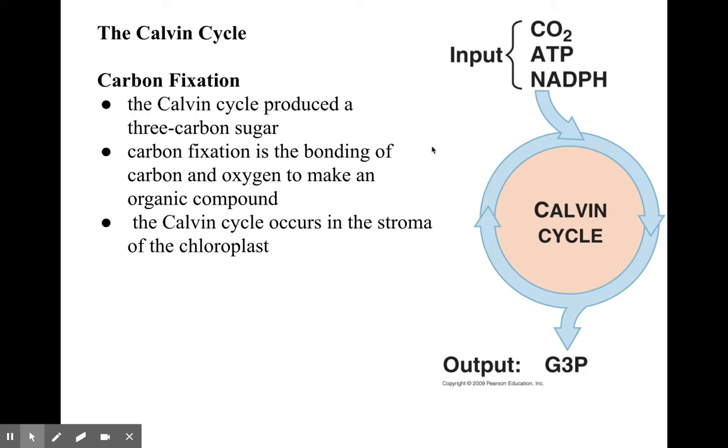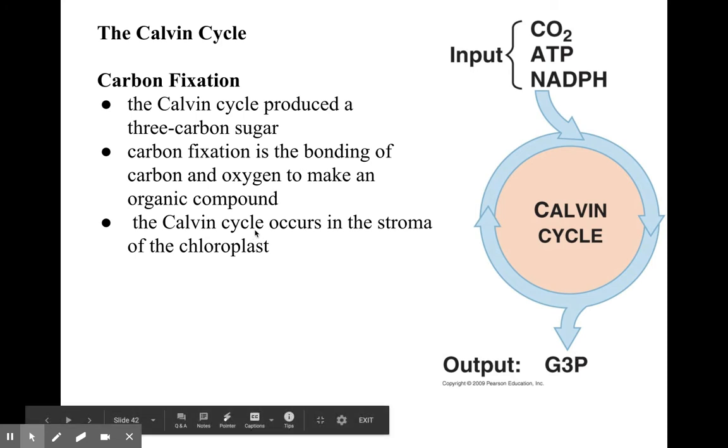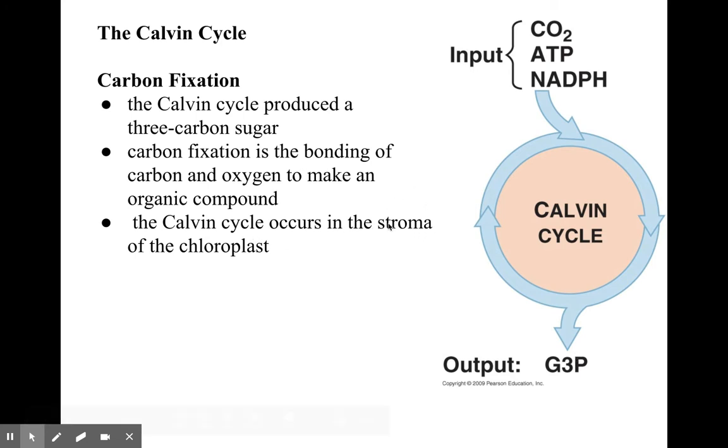So the Calvin cycle is producing a 3-carbon sugar, and it's happening in the stroma of the chloroplast, right? The light reactions happened in the thylakoid membrane, and now we're in the stroma, the liquid that's around the thylakoids.